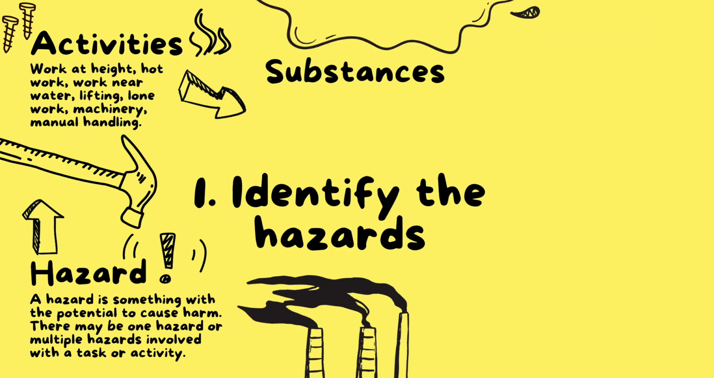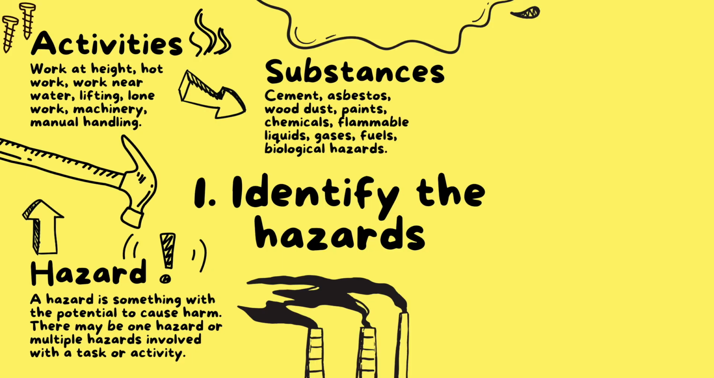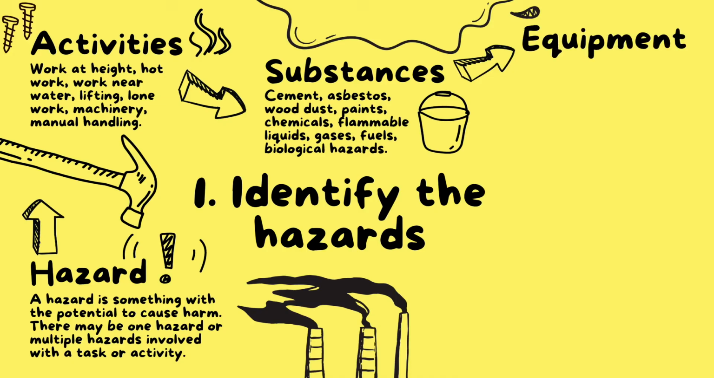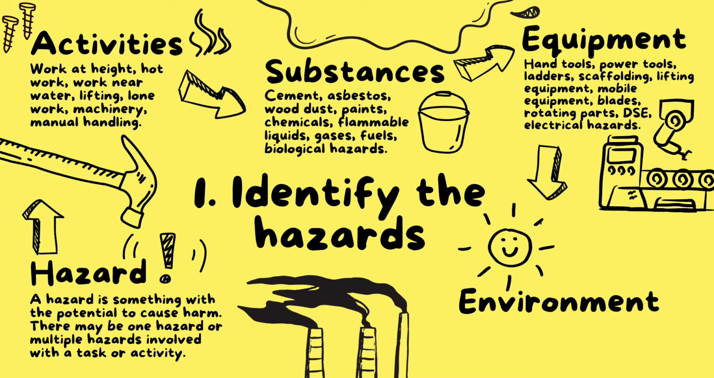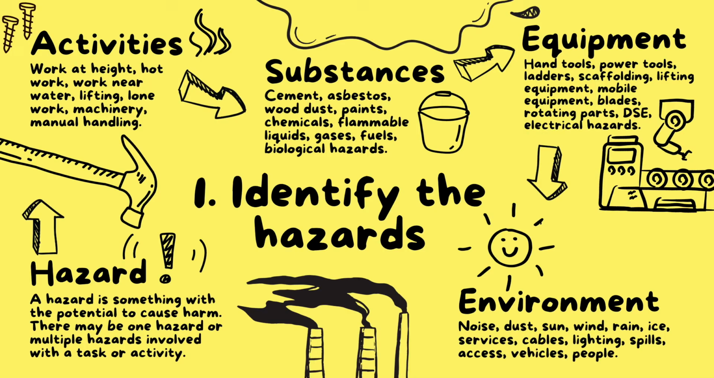Substances. Examples of hazardous substances and materials include cement, asbestos, wood dust, paints, chemicals, flammable liquids, gases, fuels and biological hazards. Equipment. Equipment hazards include hand tools, power tools, ladders, scaffolding, lifting equipment, mobile equipment, blades, rotating parts, DSE and electrical hazards. Environment. Examples of environmental hazards include noise, dust, sun, wind, rain, ice, services, cables, lighting, spills, access, vehicles and people.